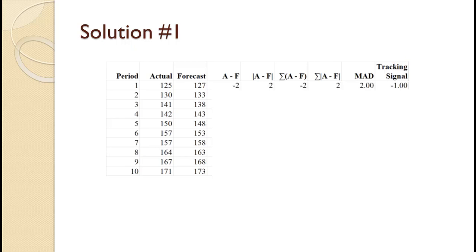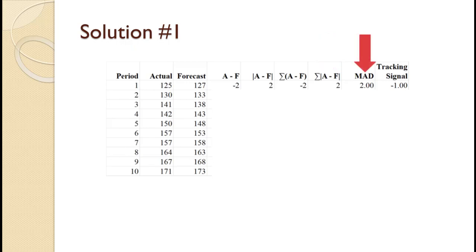The calculations for period 1 are slightly different than the remaining periods. That difference only affects the 2 cumulative columns. For period 1, 125 minus 127 equals negative 2. The absolute value of negative 2 is positive 2. For period 1 only, the cumulative actual minus forecast column equals the actual minus forecast value of negative 2 computed earlier. For period 1 only, the cumulative absolute value of actual minus forecast column equals the absolute value of the actual minus forecast value of 2 computed earlier.